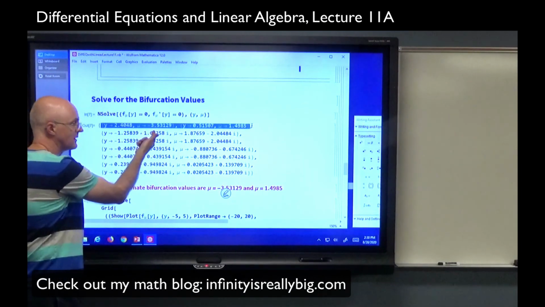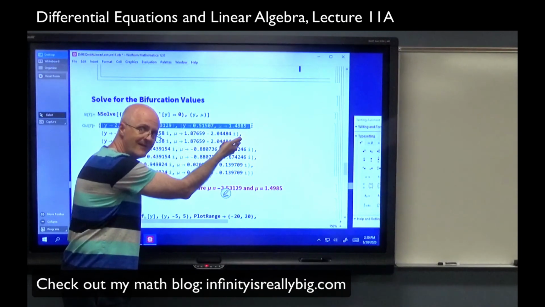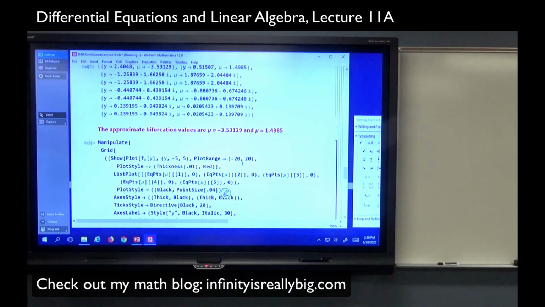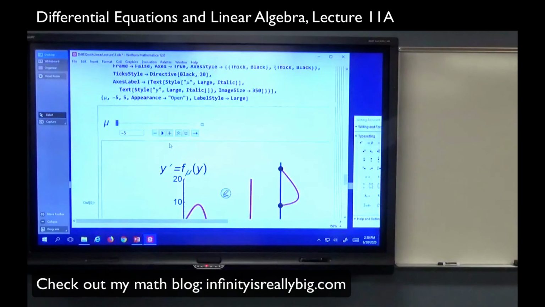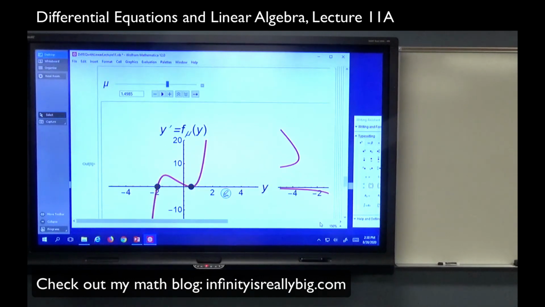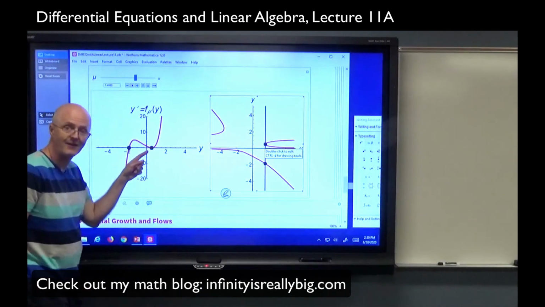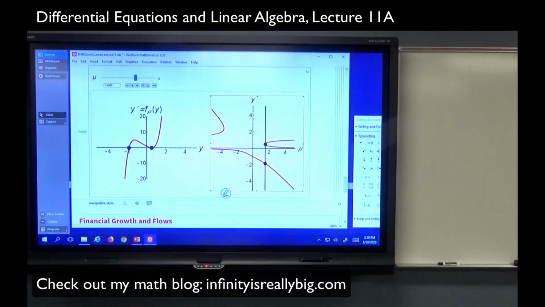And notice mu is close to negative 3.5 there and close to positive 1.5 there. And in fact, if we want to get real close to one of them, even in this animation, we could just go ahead and plug in one of them. 1.4985 was one of them. 1.4985 is very close to one bifurcation value. And you can see essentially we're at one dot there and one dot there. Not exactly, but these are good approximations.